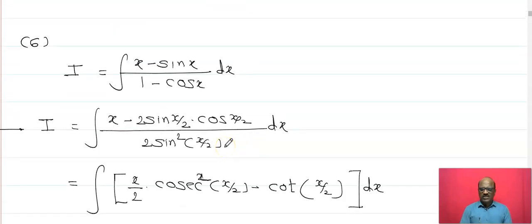Now multiple choice question number 6. I is equal to integral x minus sin x upon 1 minus cos x dx.